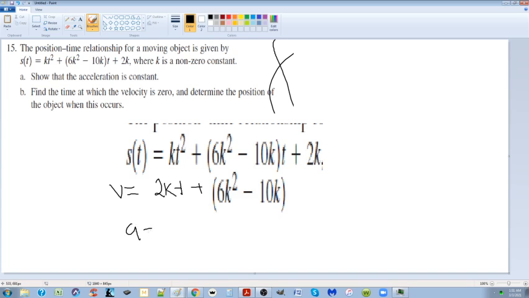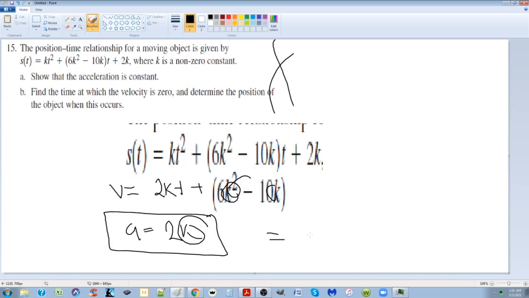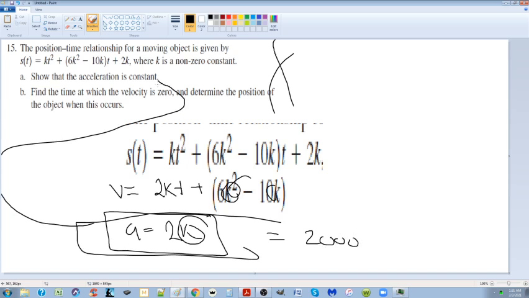Now we're going to do acceleration. So this is 2kt, so just get 2k. That's just a number. It's gone. K is just a number. There's no t's in there. So acceleration is equal to 2k. K is just a number. Let's say it's 1,000. We can see that's constant. So it's very easy to prove that.